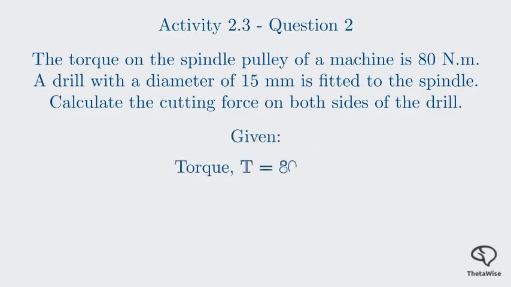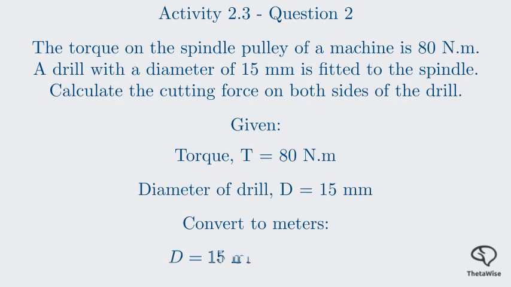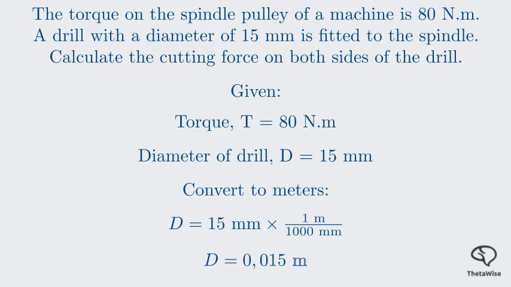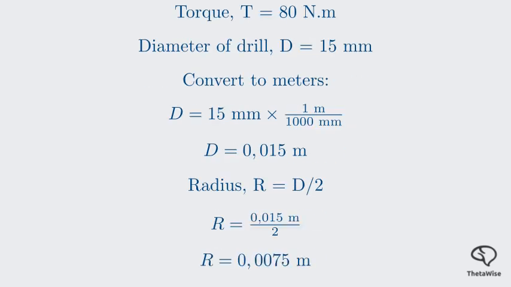Let's list our given values. The torque, T, is 80 newton meters. The diameter of the drill, D, is 15 millimeters. First, we must convert the diameter to meters to match the units of torque. Since there are 1,000 millimeters in a meter, 15 millimeters is equal to 0.015 meters. Now we can find the radius by dividing the diameter by 2. R equals 0.015 meters divided by 2, which gives us 0.0075 meters.